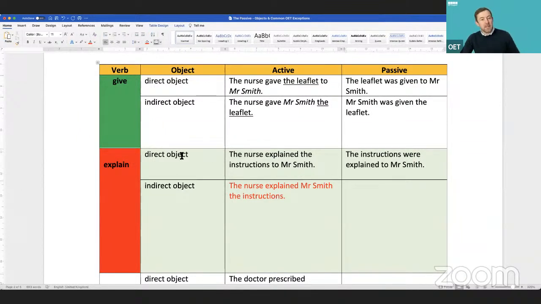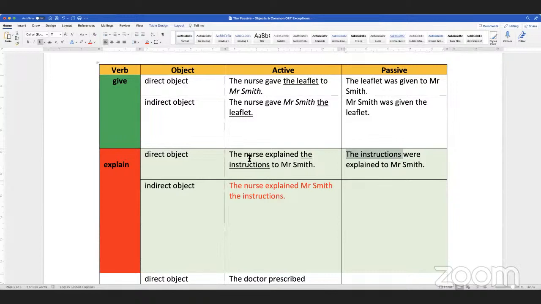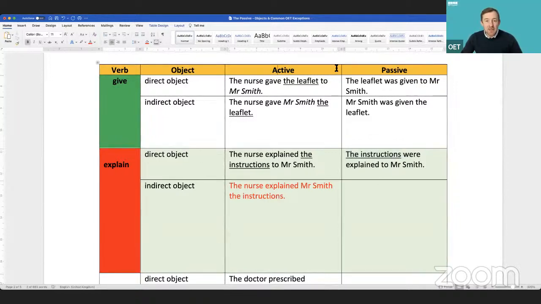So what we've done here is we've focused on the direct object. That means the direct object comes immediately after the verb. So the direct object comes after the verb here, and the instructions, now it's the direct object, is at the beginning, because that's what we do with the passive, isn't it? We put the object at the beginning. So I can do the direct object in the active and the passive for explain.